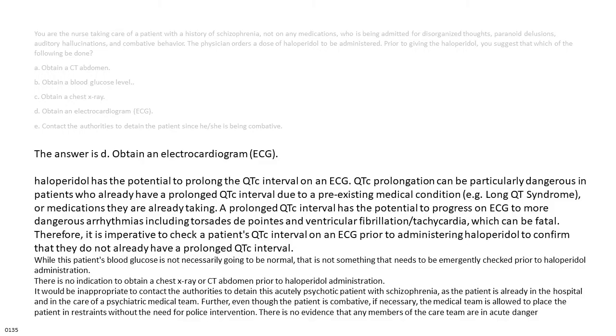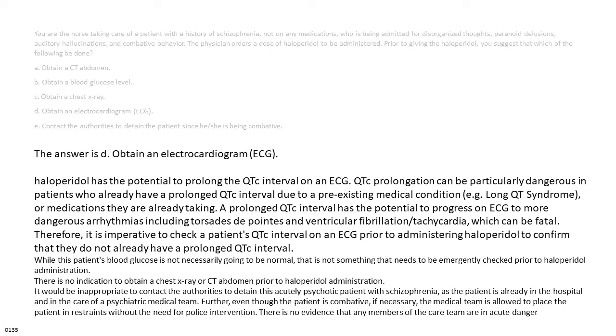The answer is D. Obtain an electrocardiogram, ECG. Haloperidol has the potential to prolong the QT interval on an ECG. QT prolongation can be particularly dangerous in patients who already have a prolonged QT interval due to a pre-existing medical condition, for example long QT syndrome, or medications they are already taking. A prolonged QT interval has the potential to progress on ECG to more dangerous arrhythmias including torsades de pointes and ventricular fibrillation or tachycardia, which can be fatal.